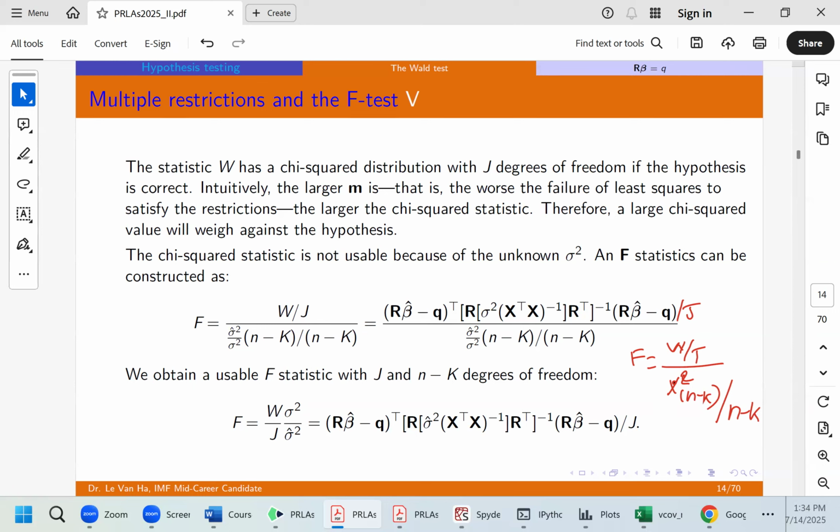So by definition, what is a T distribution? A T distribution is the ratio of a standard normal divided by the square root of a chi-square rescaled by its degrees of freedom. An F distribution is the ratio of one chi-square divided by its degrees of freedom over another chi-square divided by its degrees of freedom. So we have the chi-square.